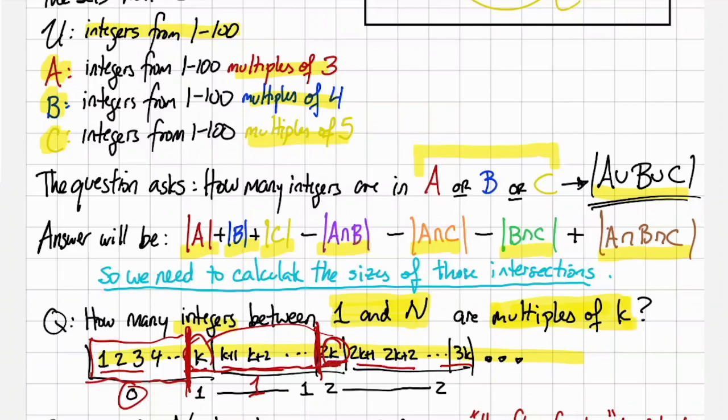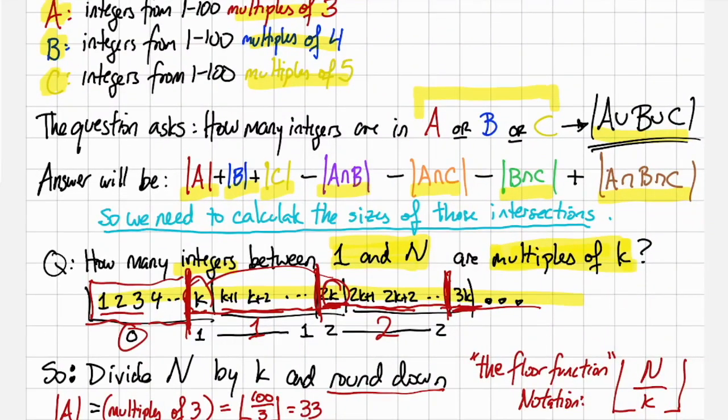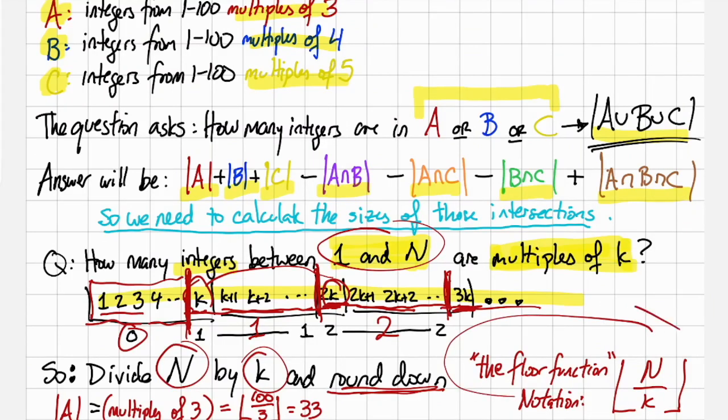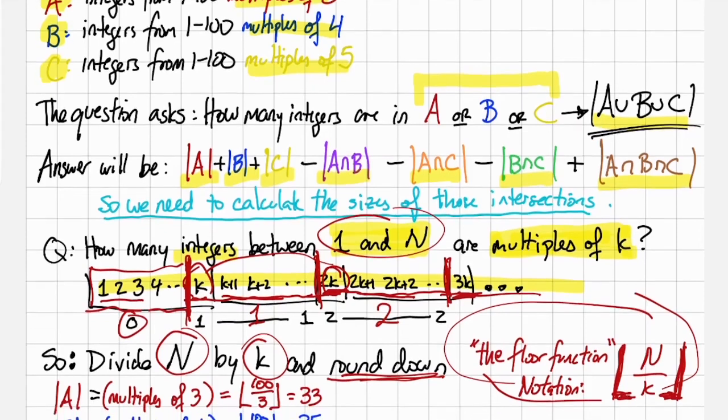Similarly, starting at 2k and going up to 3k minus 1, there are exactly two multiples of k less than n. But as soon as we hit 3k, there are 3 multiples. What we see is that a formula for how many multiples of k there are between 1 and n is: we take capital N, divide by k, and round down. This has a name, it's called the floor function.